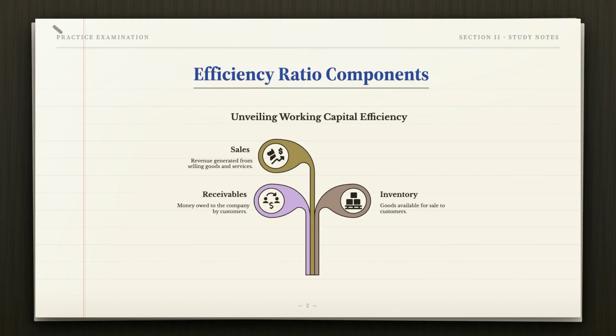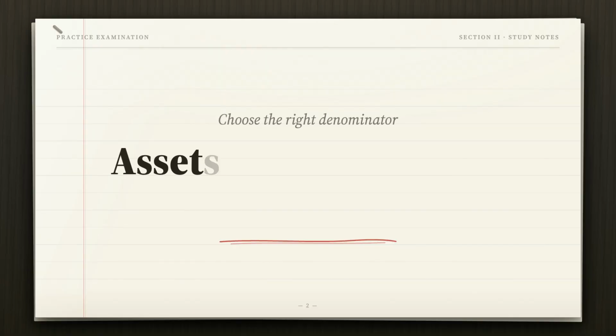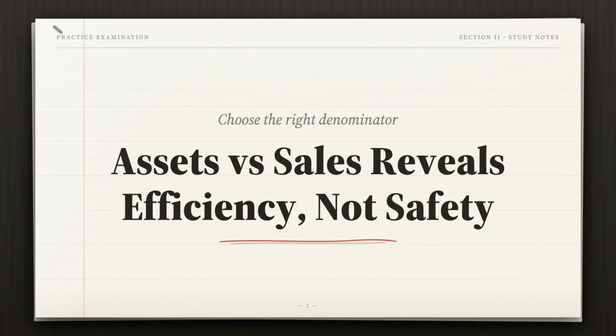Receivables measured against sales show how quickly customers pay. Inventory measured against sales shows how briskly goods move. Both connect an asset to the business activity it supports. The denominator you choose determines the question you're answering. Compare to liabilities for safety, compare to sales or income for efficiency, and recognizing which concern you're facing is half the battle.